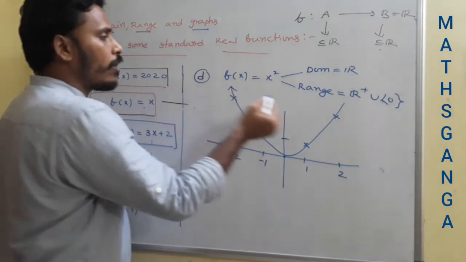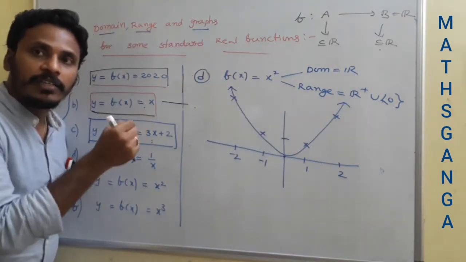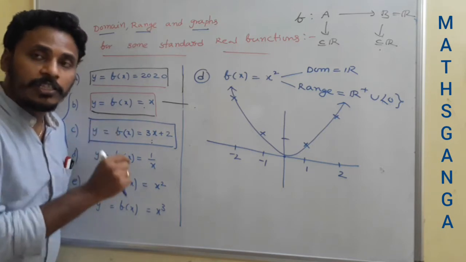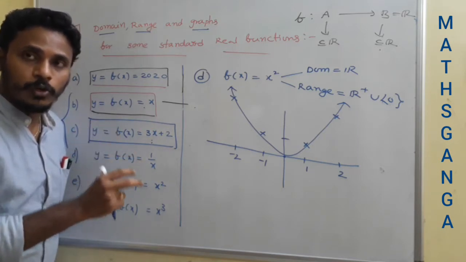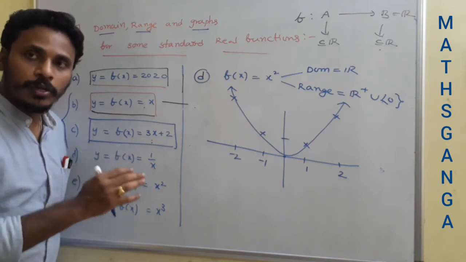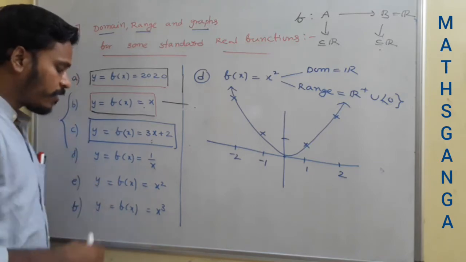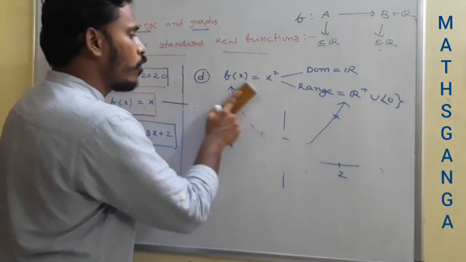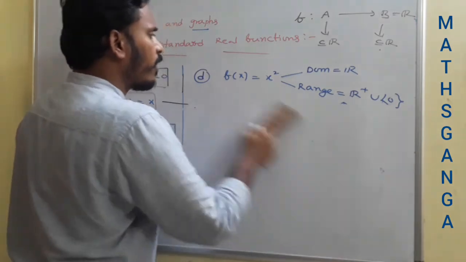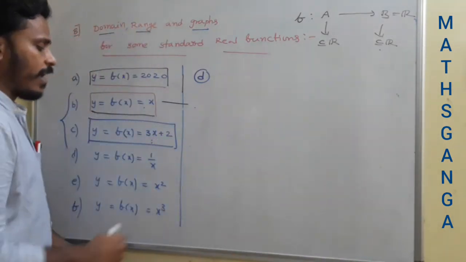You already learnt about it in quadratics, but here I am giving the domain, range and the rough sketch of the graph. For y is equal to x square or f of x is equal to x square, domain is all the real values, range is the positive reals along with 0, and the rough sketch of the graph is this, okay. And the next thing is f of x is equal to x cube.